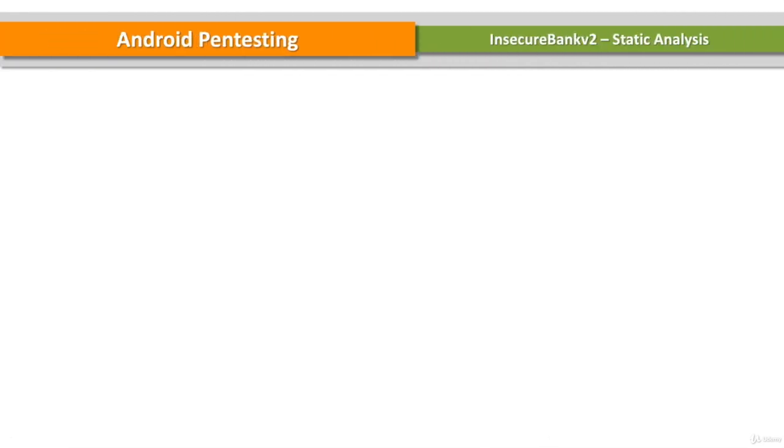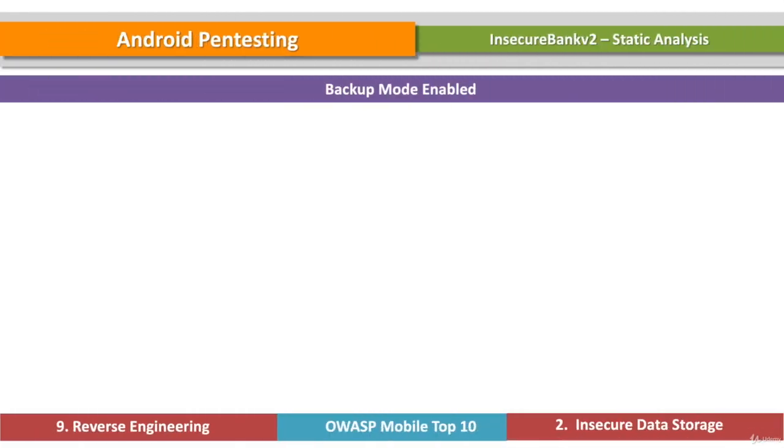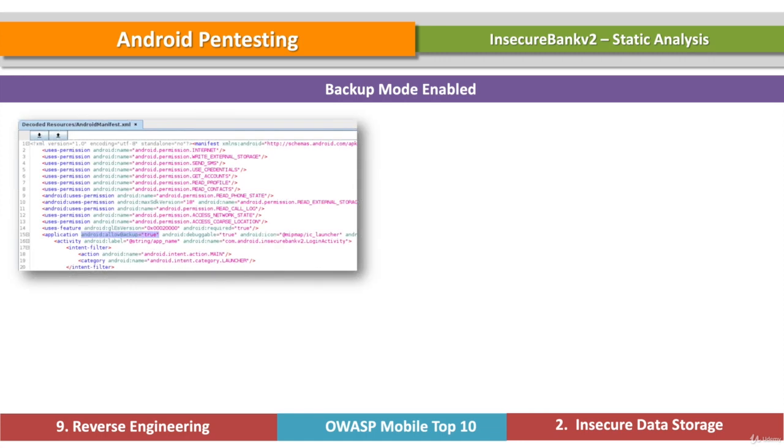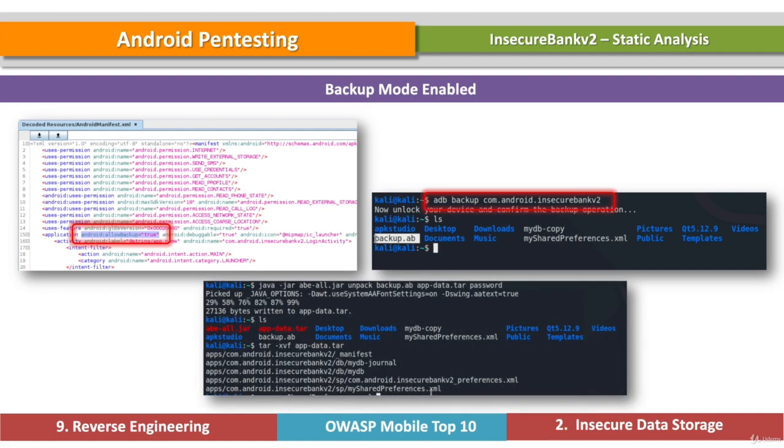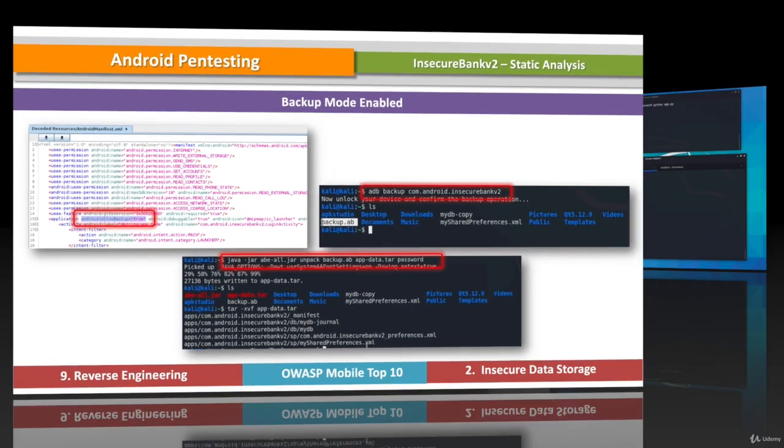So in this lecture, we'll continue with the Android manifest file. The Insecure Bank app has the Allow Backup attribute set to true in the manifest file. So what this does is allows an attacker to make a backup of the application data via ADB, even if the device is not rooted. All right, so let's get started.